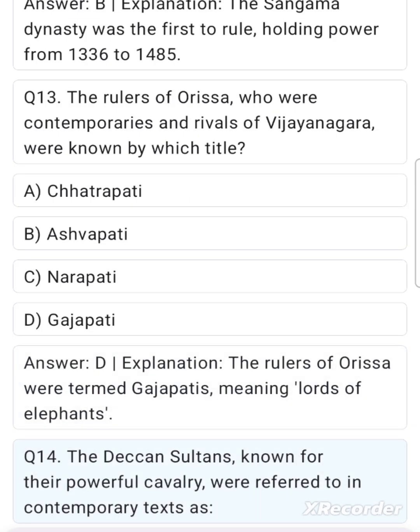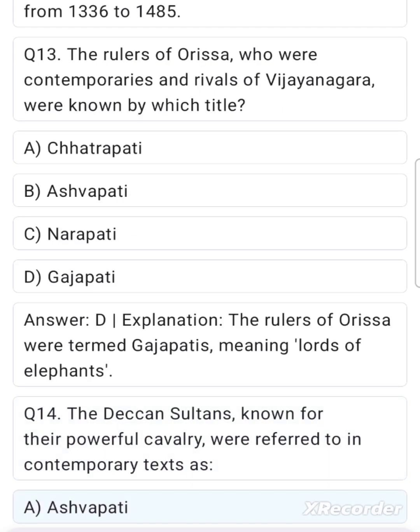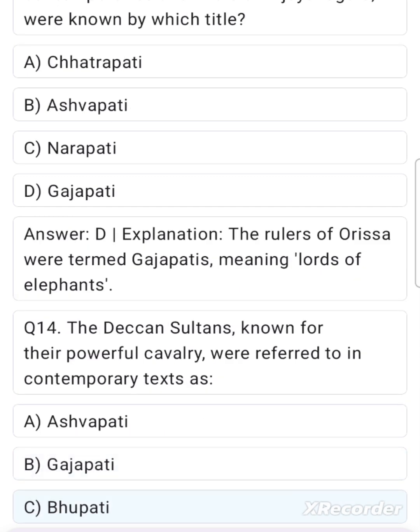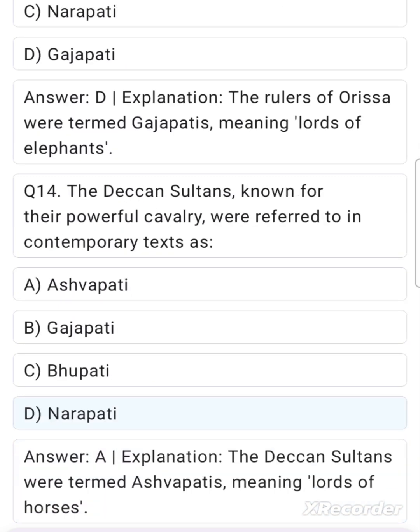Q14. The Deccan Sultans, known for their powerful cavalry, were referred to in contemporary texts as A. Ashwapati. B. Gajapati. C. Bhupati. D. Narapati. Answer. A. Explanation. The Deccan Sultans were termed Ashwapatis, meaning lords of horses.